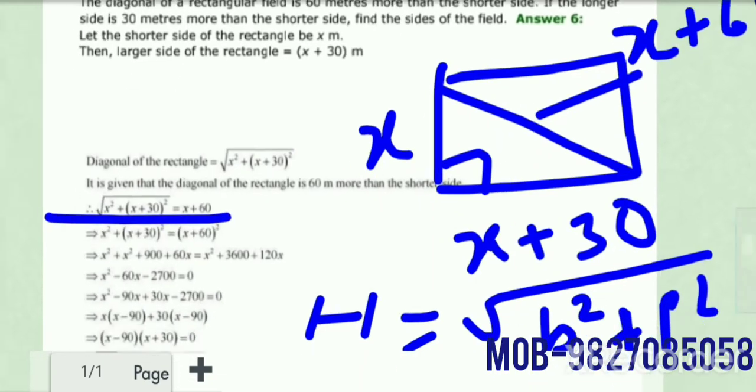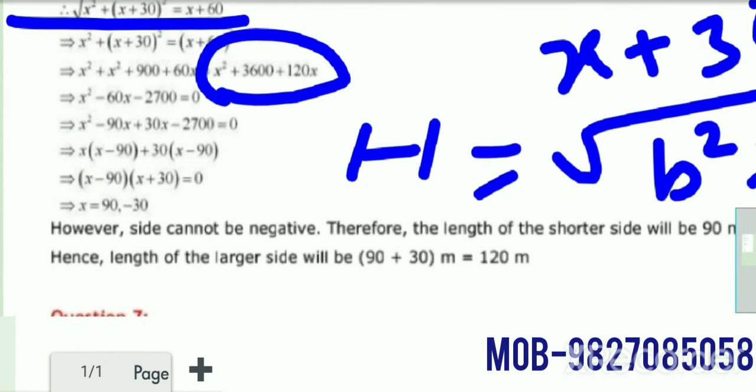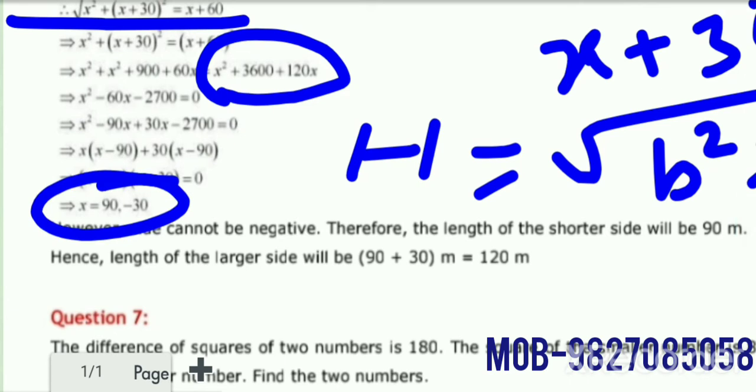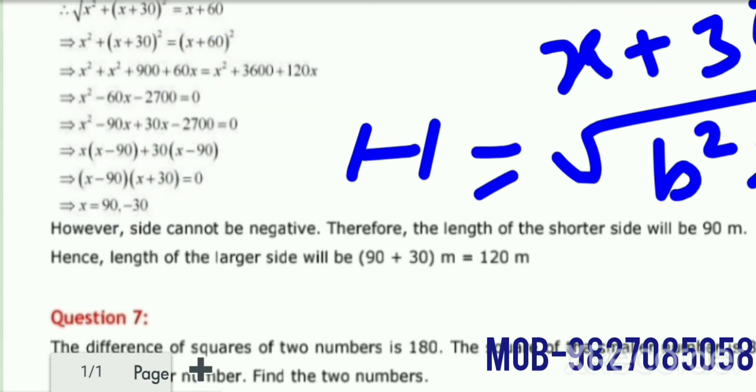Now solve for x using the formula (a plus b) whole square is a square plus b square plus 2ab. Solving for x, we got the value of x is equal to minus 30 and 90. We can say the sides cannot be negative, so we take x is equal to 90, so the larger side will be 90 plus 30, which is equal to 120. This is our answer.